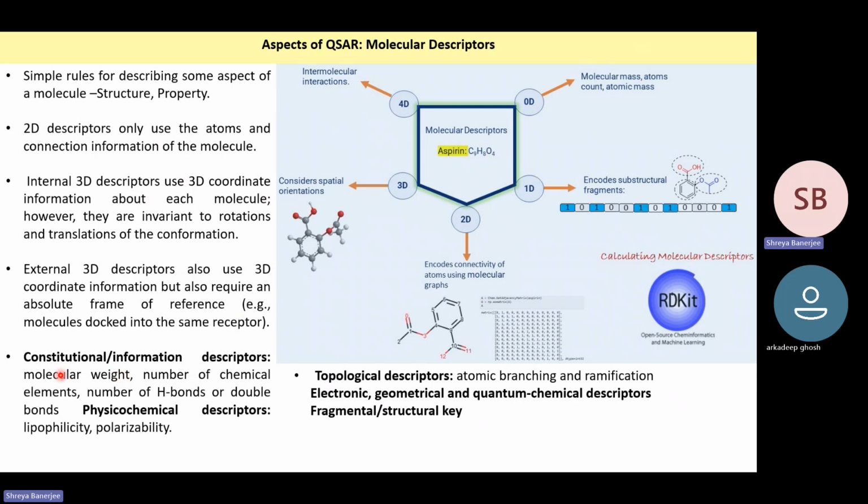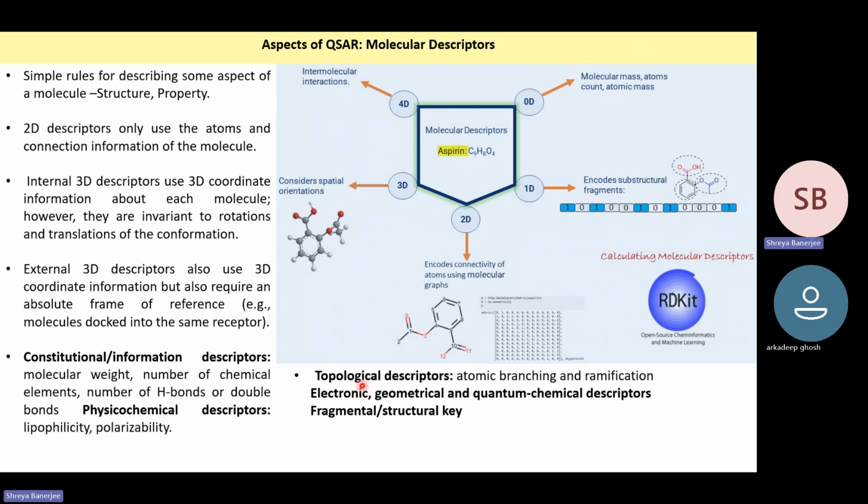And there can be some other kinds of descriptors. These are different names for the descriptors. The constitutional or information descriptors tell you about the molecular weight, number of elements, number of hydrogen bonds, double bonds, single bonds, etc. So they have information about the molecule's constitution. The physicochemical descriptors tell you about the lipophilicity and the polarizability of the molecule. So it talks about the different physical and chemical properties.